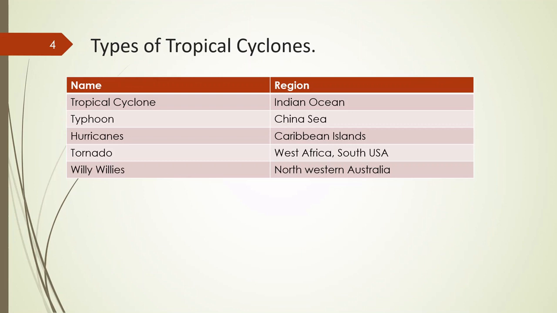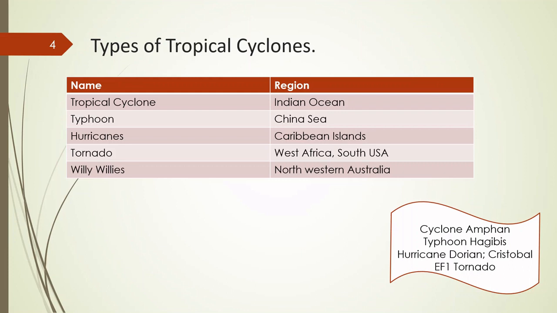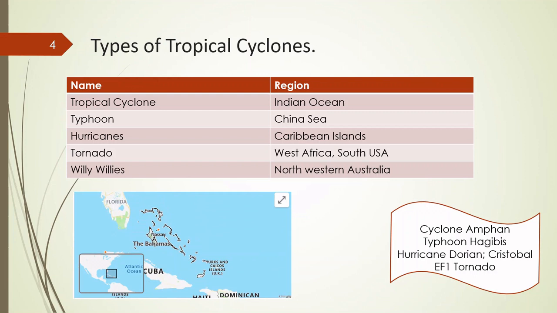Along with that, let us also discuss some examples. When it comes to cyclones, we will be very familiar with cyclone Amphan, Fani, and recently cyclone Nisarga. And typhoon: in 2019 a cyclone hit Japan and caused huge devastation. It is called typhoon Hagibis. And we had hurricane Dorian. It hit the Bahamas, and you can see the Bahamas in the picture. It is between North and South America.